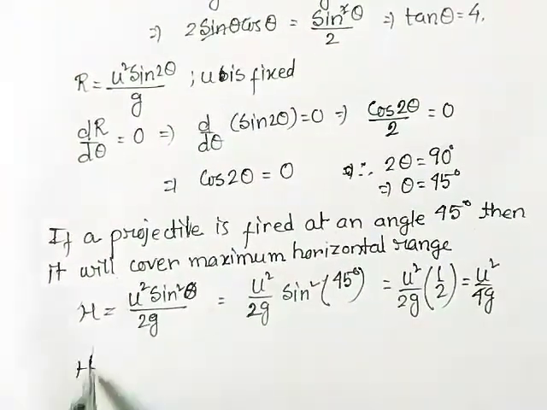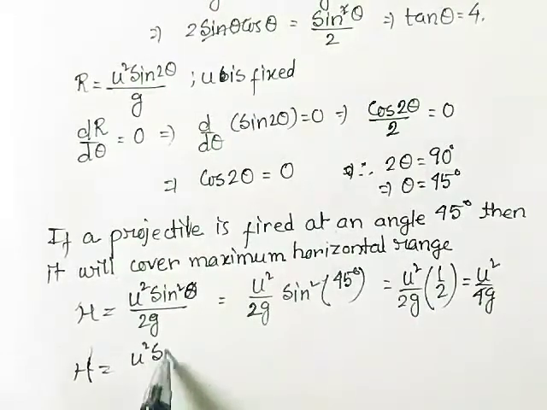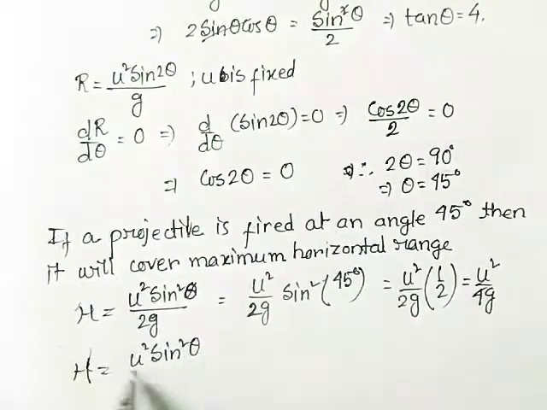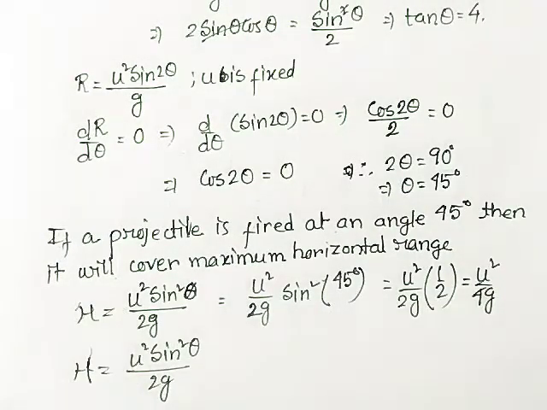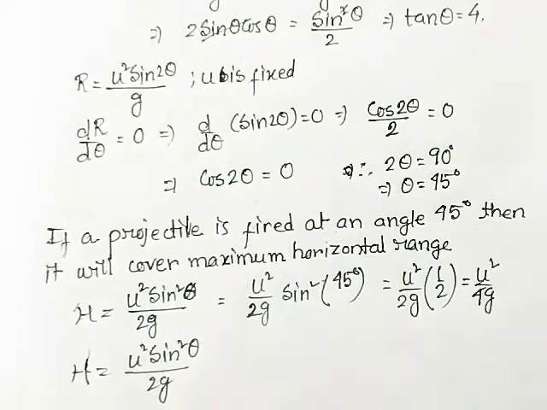Just see. Capital H equals u square sine square theta divided by 2g. So if u is fixed, u is constant, then g will be constant throughout the motion. That I want to say, that g is constant. Why is g constant? There are sufficient causes.